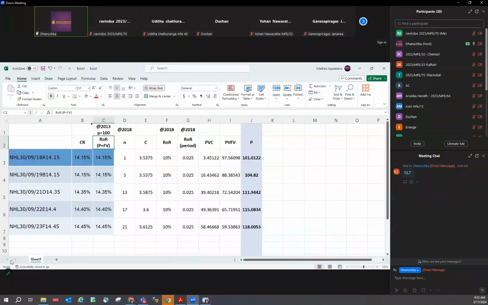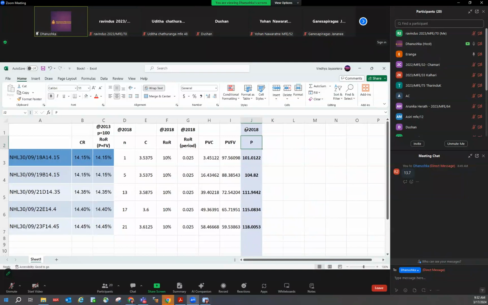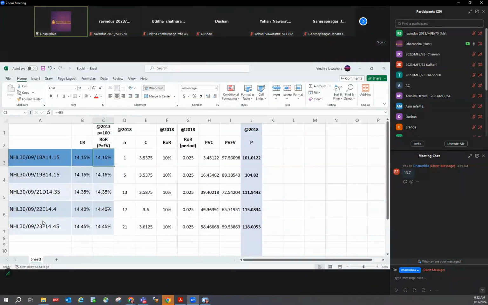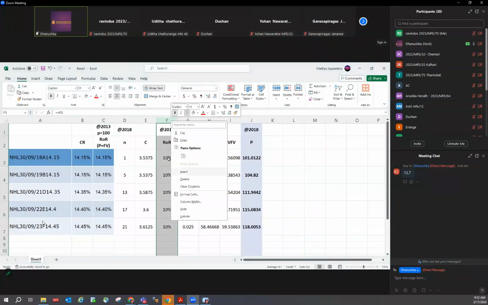From 100 in 2018, my price is now 101.104. Why is that? Time risk? No, that's not the reason. Your required rate of return has come down. Your required rate of return is 14.15 in 2013, and today it is 10%. It has come down.